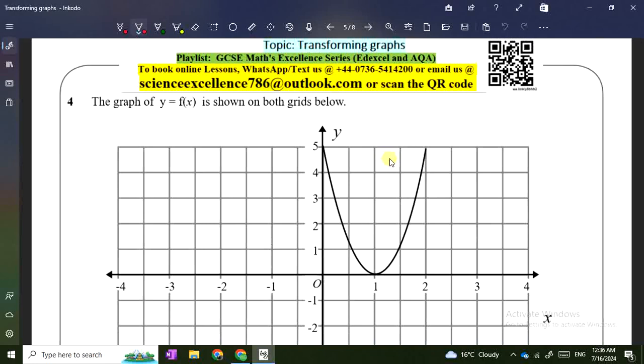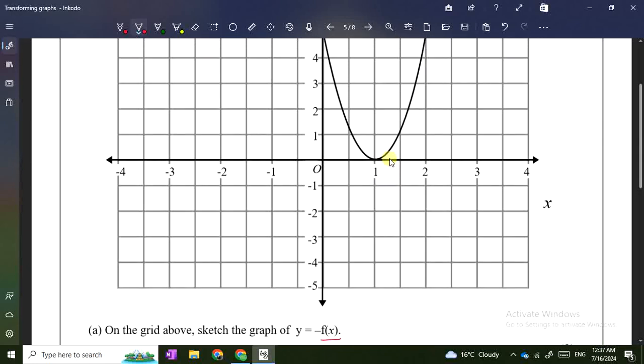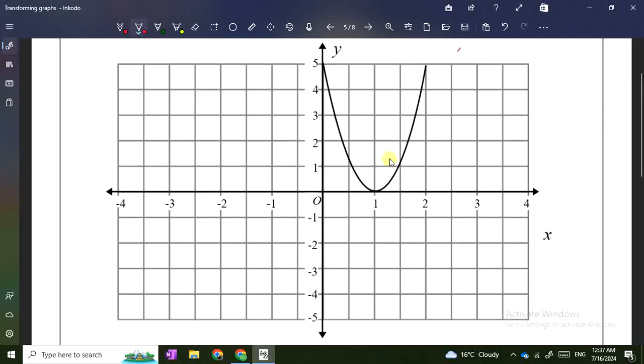Okay, so question number 4: the graph of y equals f of x is shown on both grids below. So there is a curve, and on the grid above we need to sketch the graph of y equals minus f of x. So we need to sketch y equals minus f of x, and y equals f of x is given.